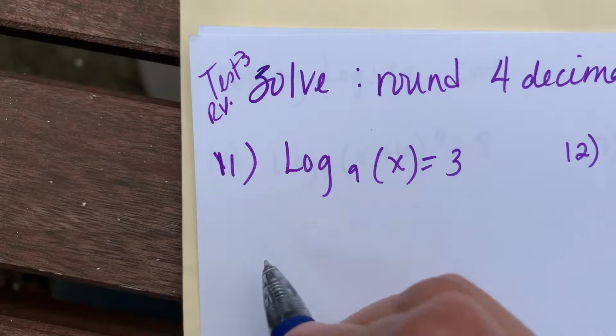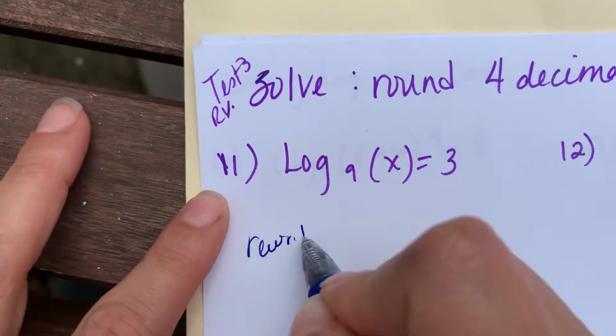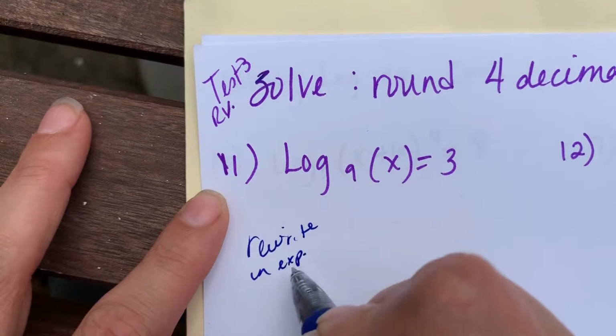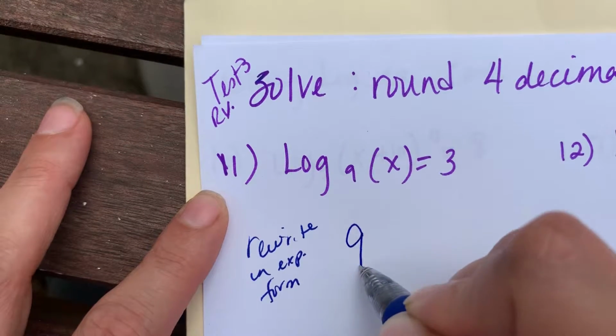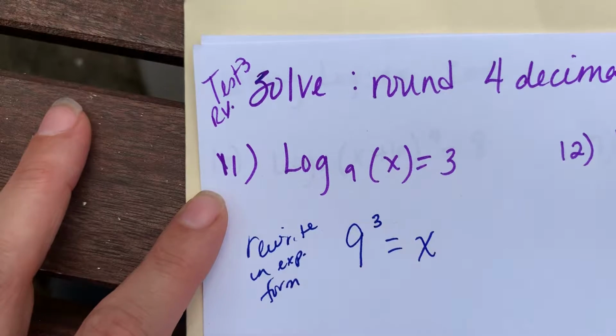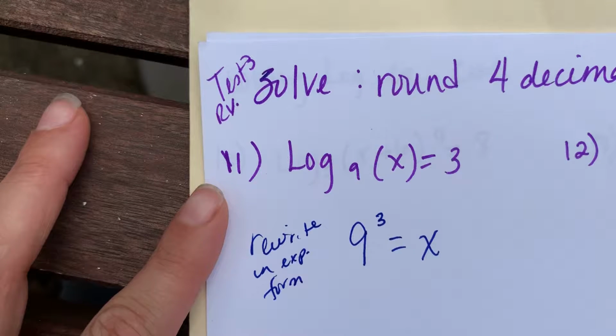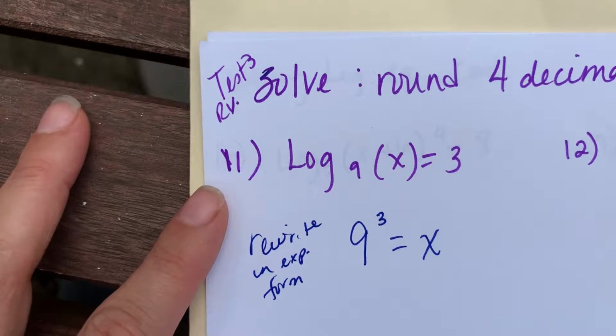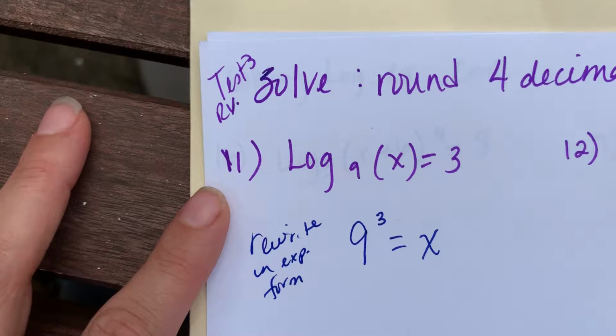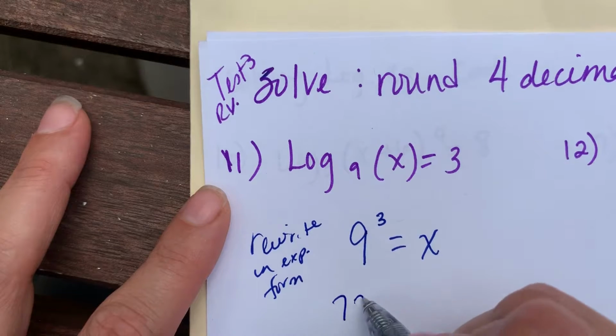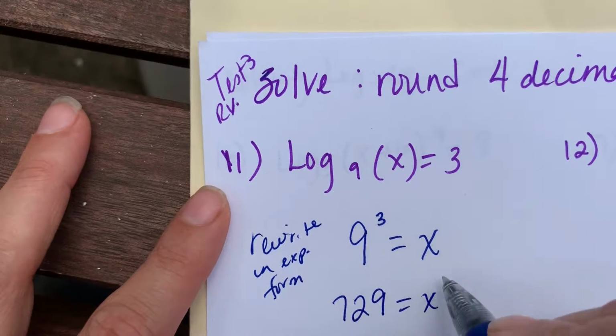So we're gonna rewrite in exponential form. So that would be 9 to the third power equals x. And it basically solves itself once you rewrite it. So you do need to figure out what 9 to the third power is. 9 to the third power is 729. So we get 729 equals x, and that's your answer.